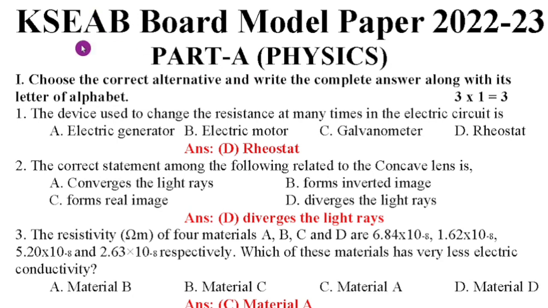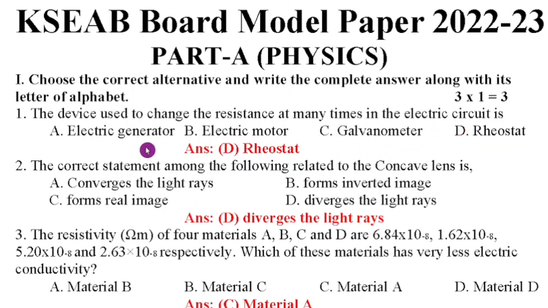The first main is: choose the correct alternative and write the complete answer along with its letter of alphabets. In this main, 3 questions are given, and each question carries 1 mark. First question: the device used to change the resistance many times in the electric circuit is option A electric generator, option B electric motor, option C galvanometer, option D rheostat.